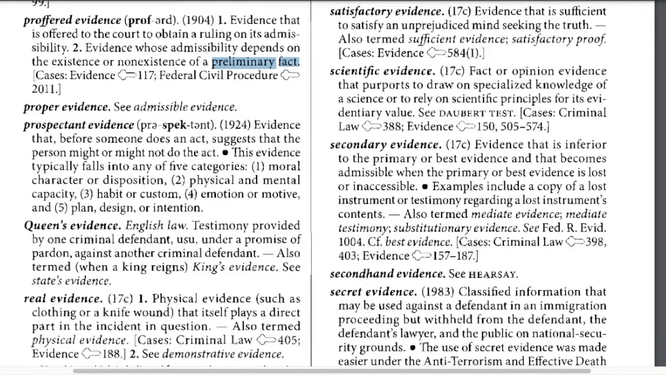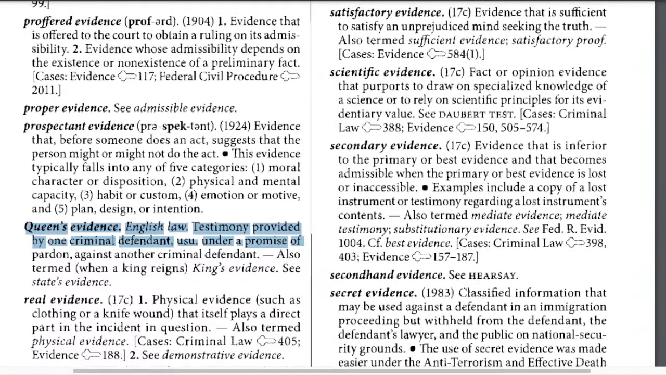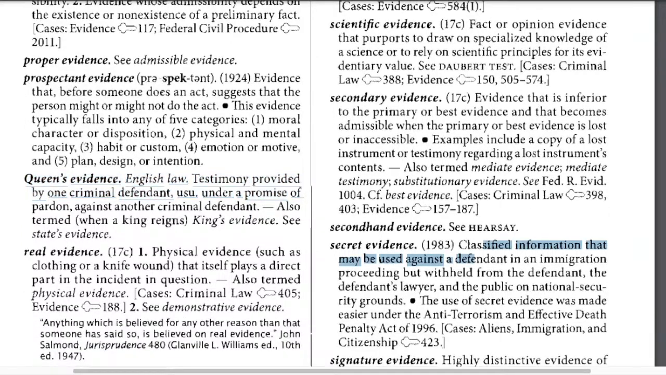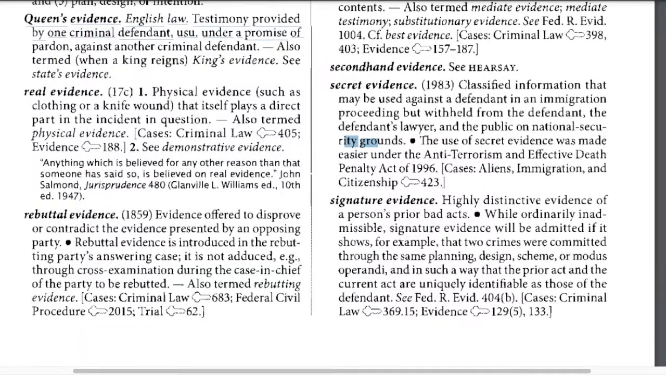Wow, so this could go on quite a while. Queen's evidence, testimony provided. Well, come on. We'll skip that one. Secret evidence, classified information, 1983, that may be used against the defendant in an immigration proceeding but withheld from the defendant, the defense lawyer, and the public on national security grounds. Okay. Signature evidence: highly distinctive evidence of a person's prior bad acts. While ordinarily inadmissible, signature evidence will be admitted if it shows, for example, that two crimes were committed through the same planning, design, scheme, or modus operandi, and in such a way that the prior act and the current act are uniquely identifiable as those of the defendant.